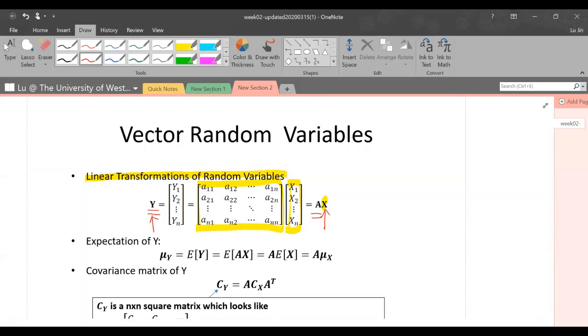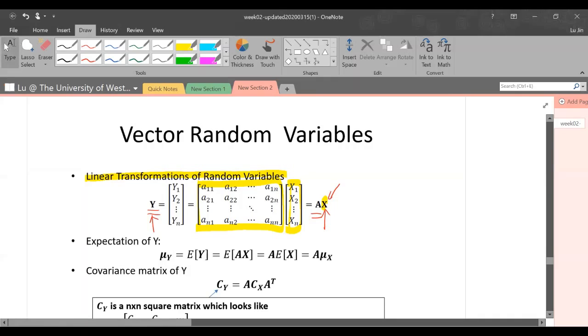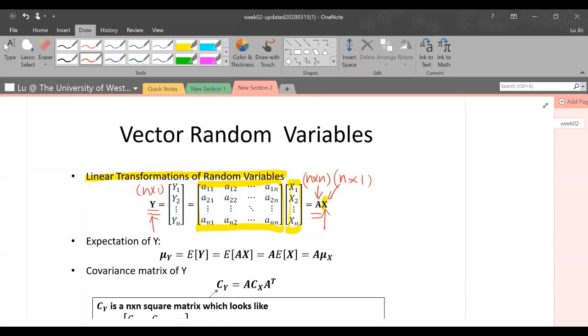Regarding this transformation, I want you to pay attention to the dimensions. Regarding x, we said that is n rows by one column. The transformation matrix A is in front of x, so its dimension is n by n. So n by n times n by 1, the result is n by 1. That means the result y vector has the same dimension as x.